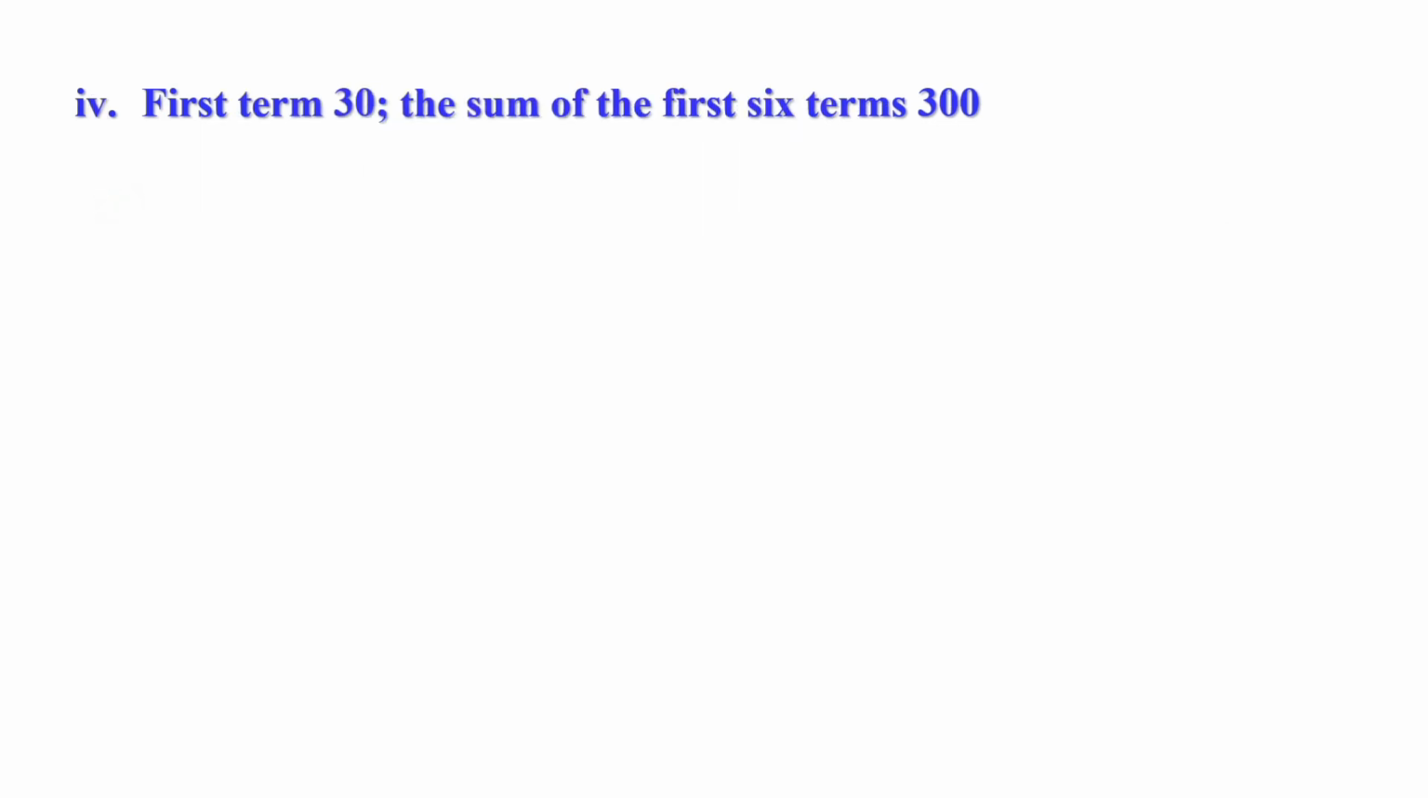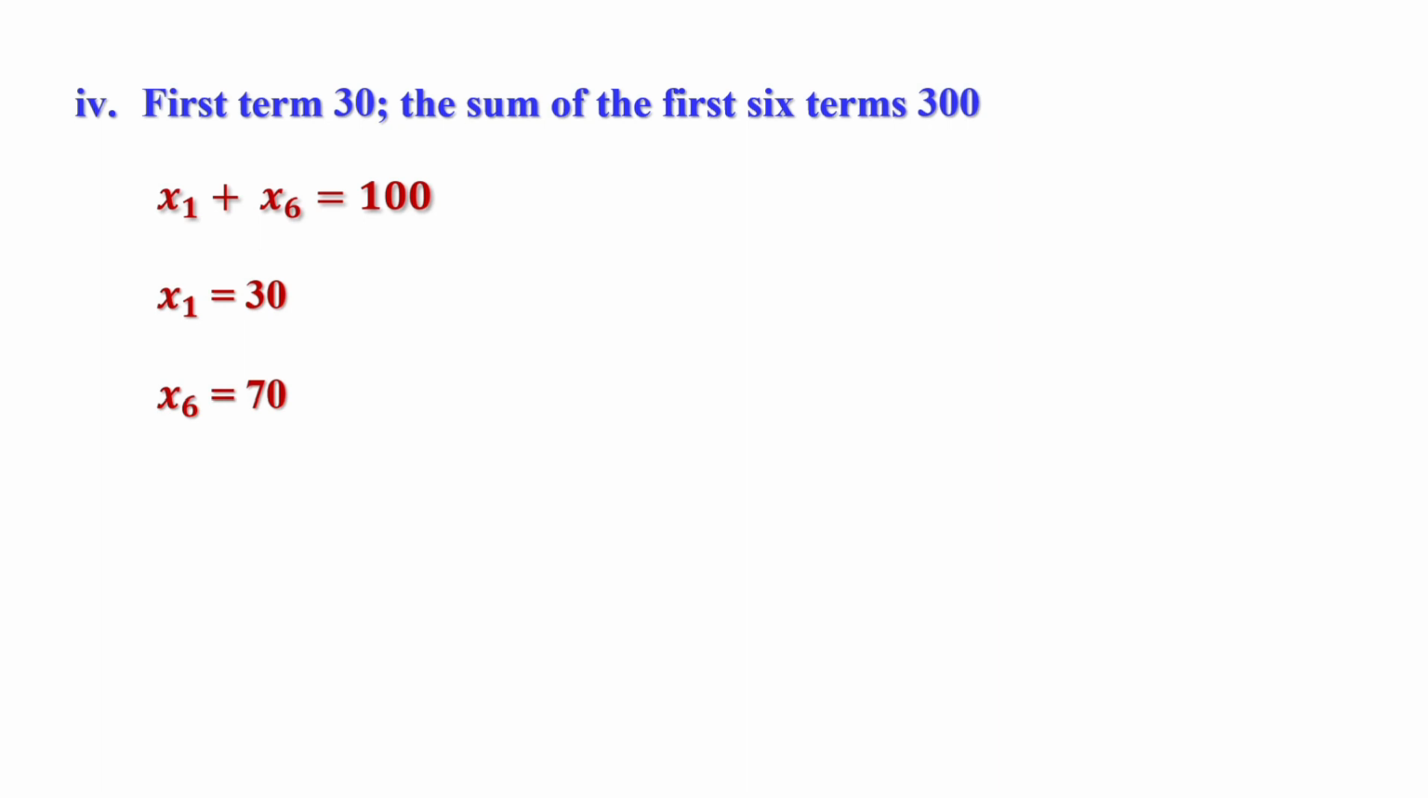Fourth part, first term 30, sum of first 6 terms 300. There are 6 terms, we can make 3 pairs and sum of each pair is 100. So we can say first term plus 6th term is 100, second term plus 5th term is also 100, third term plus 4th term is also 100. Given that first term is 30, therefore 6th term equal to 100 minus 30 or 70.